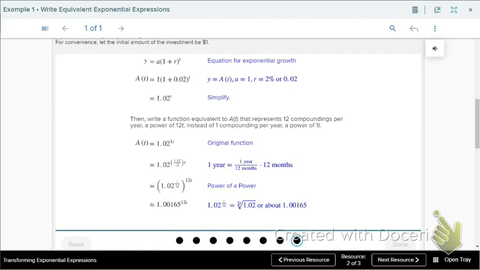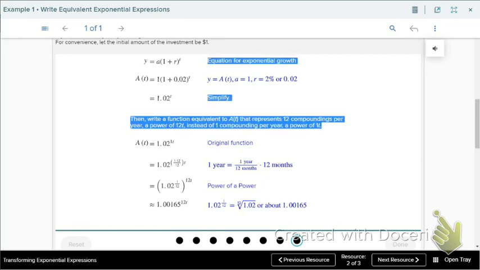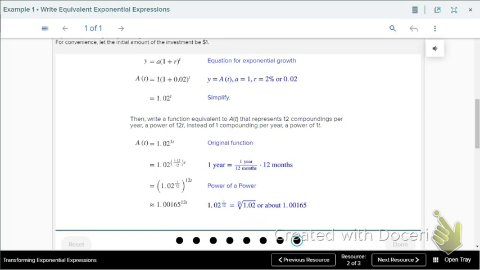Then they went ahead and calculated that. What is 1.02 raised to the 1/12? Well, that's nothing more than 1.00165. If we think about that amount as a percentage, roughly we're getting 0.165%. You move your decimal place over 2 places. You're getting 0.165% per month. That is slightly more than the 0.15% being offered by the Savewell Bank. So the second local bank is the better choice.